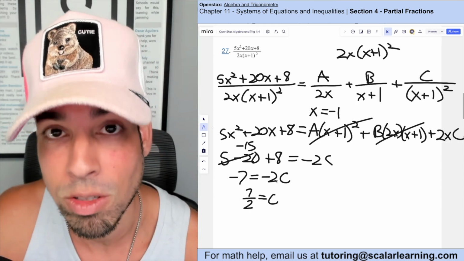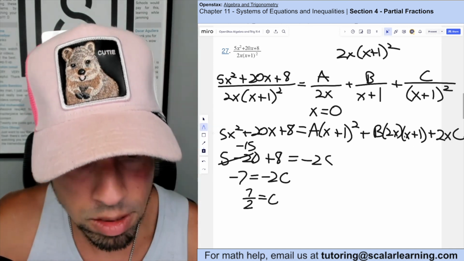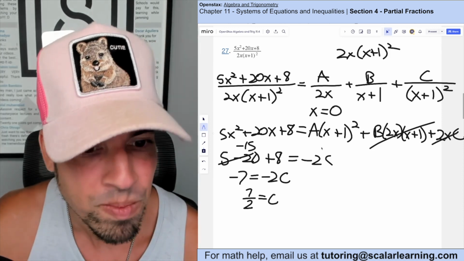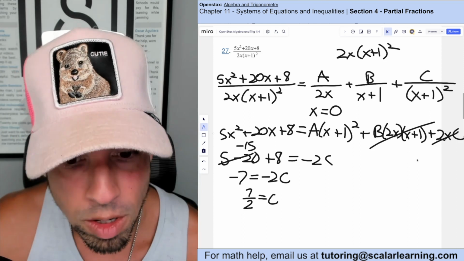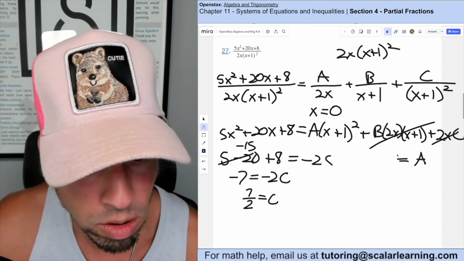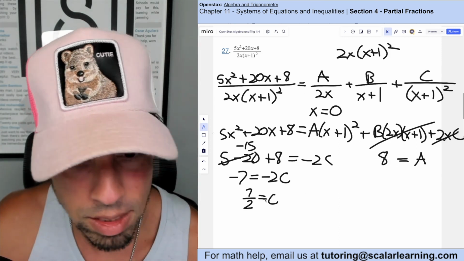Because the negatives cancel. Next, I'm going to plug in 0. The reason why is because it's going to zero out this and this. That's going to be pretty nice. So then I have A times (0 + 1)^2, which is just 1. So then A equals, and on this side, 0, 0, it's going to zero those out. A equals 8. So check it out. Now I know that A is 8, C is 7/2.